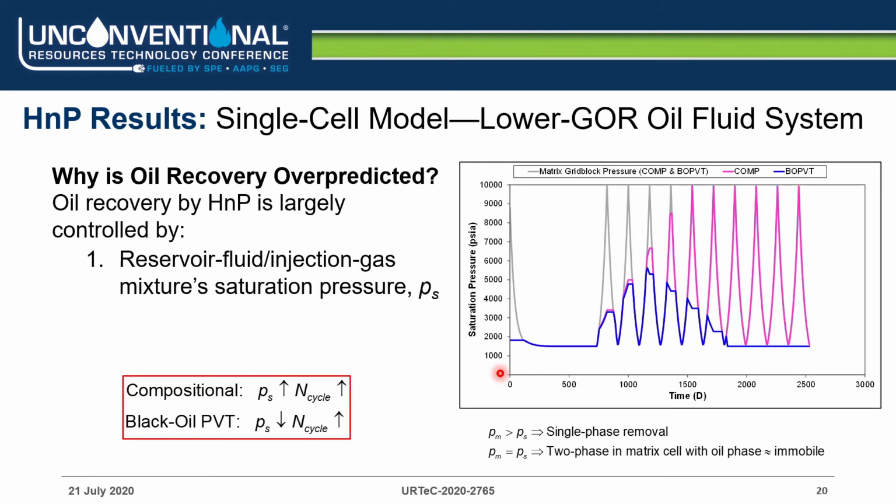And to understand this, we need to look at, at a high level, the 2 parts that control the recovery. One part is this part here, which for the sake of argument, we look at the 3rd cycle, and the part we're showing here is the part you recover when the bottomhole flowing pressure is higher than the saturation pressure. What this plot shows is the gray line, which shows the pore pressure in the matrix grid block. The pink line shows the predicted saturation pressure from the compositional model, and the blue line shows the saturation pressure for the black oil model.